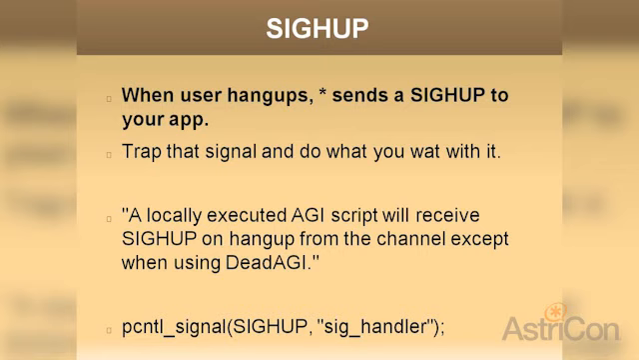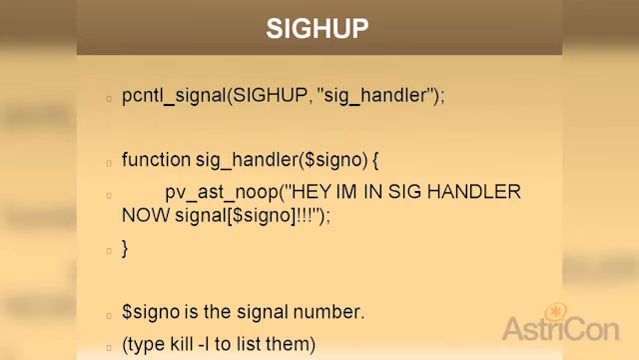In PHP, the way it works, you're just going to trap the SIGHUP signal, and you're going to call a sig handler. The sig handler is simply a function in which you do whatever you want. For example, in my case, I'm simply going to say, hey, I'm sig handler, and the sig number is only the signal number. You can list them by typing kill -l on Linux.